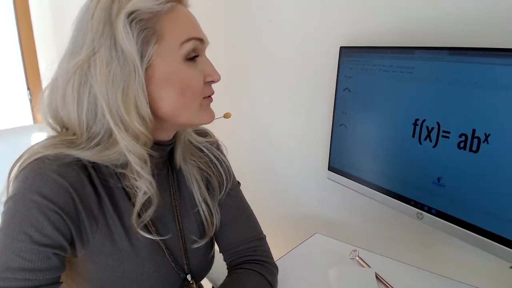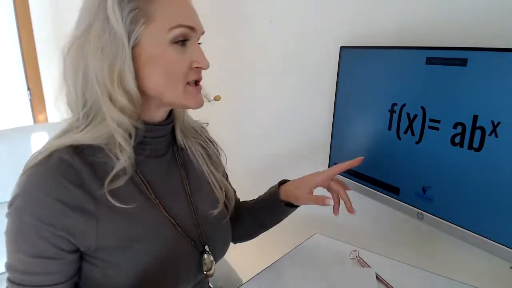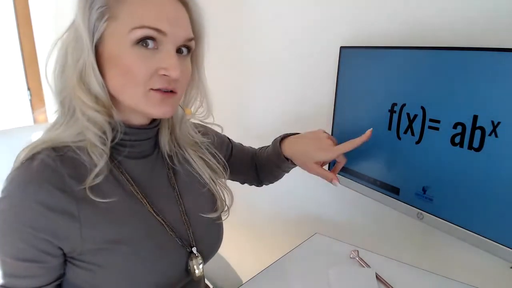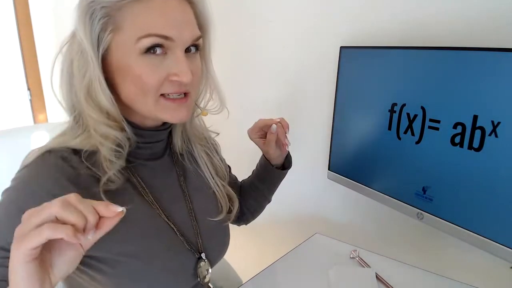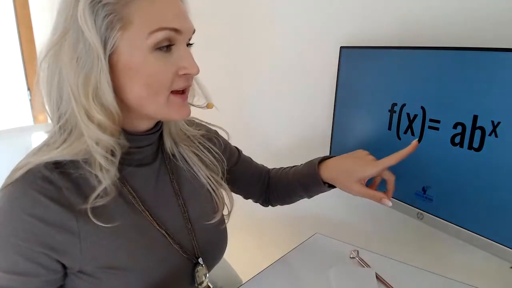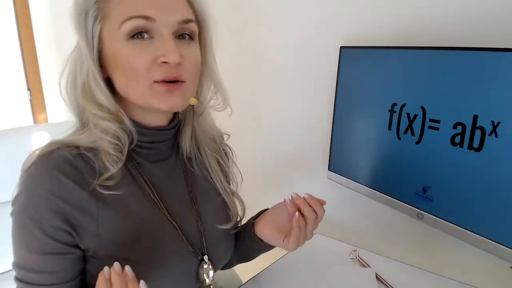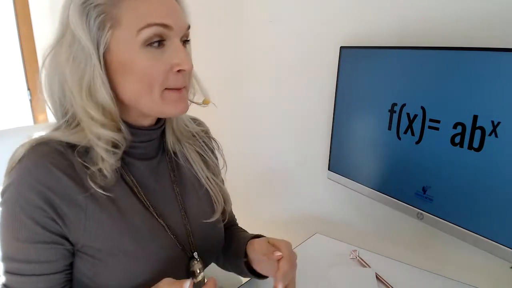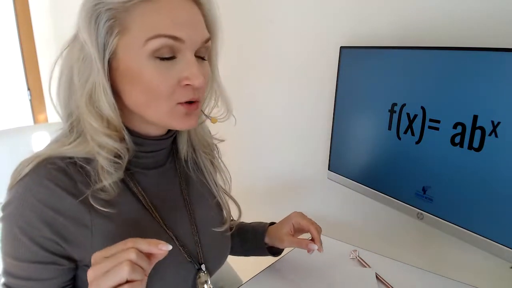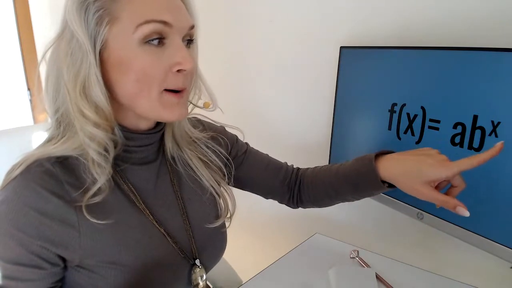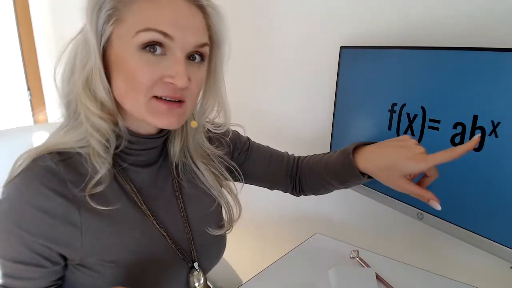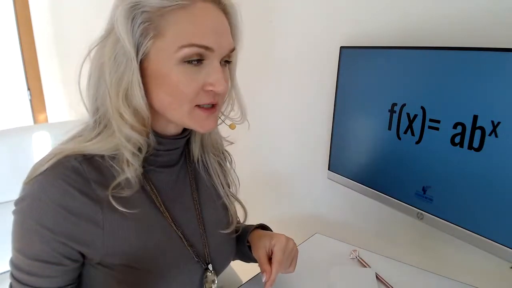But first, we need to take a look at a classical formula for an exponential function. Exponential function, f of x. Again, usually we just mentally replace it with y, and then it consists of three components: a, b, and x. Why do we call it an exponential function? Because your variable, your x, is an exponent. That's why it's an exponential function.